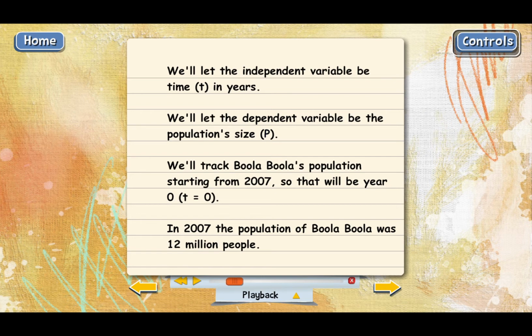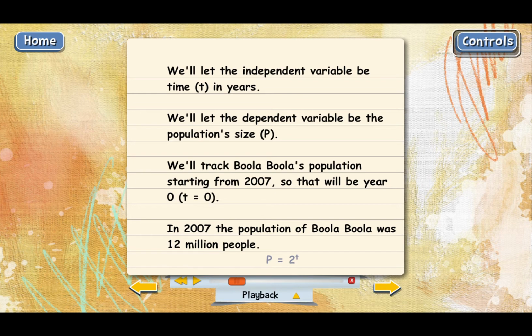Now, based on these facts and what we learned about exponential functions in the last lesson, it's kind of tempting to write a function something like this, maybe, to represent the situation. P equals 2 to the t power, where t is time in years and p is population. The problem is this isn't going to work for a couple of reasons.